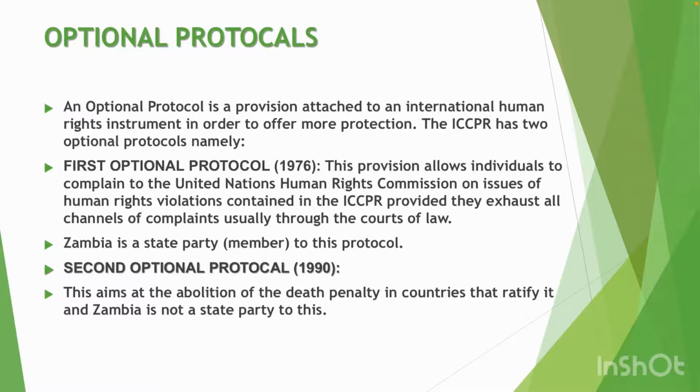Then the second optional protocol adopted in 1990. This aims at abolishing death penalty in countries that ratified. And Zambia is not a state party to the second optional protocol. That's why it had to decide on its own whether to abolish death penalty or not. Because it's not a state party to the second optional protocol. If it was a state party to the second optional protocol, automatically death penalty would have been abolished. That's how these human rights instruments work.